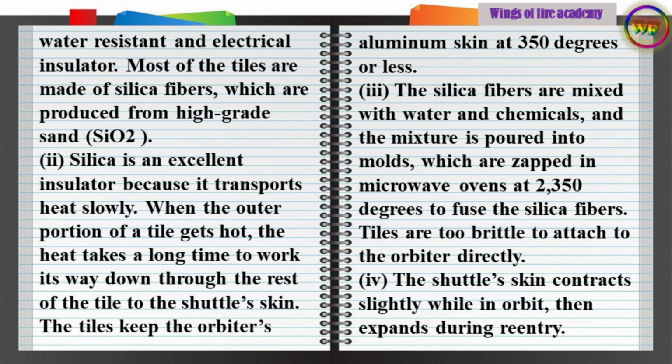3. The silica fibers are mixed with water and chemicals, and the mixture is poured into molds, which are zapped in microwave ovens at 2350 degrees to fuse the silica fibers. Tiles are too brittle to attach to the orbiter directly. 4. The shuttle skin contracts slightly while in orbit, then expands during re-entry.